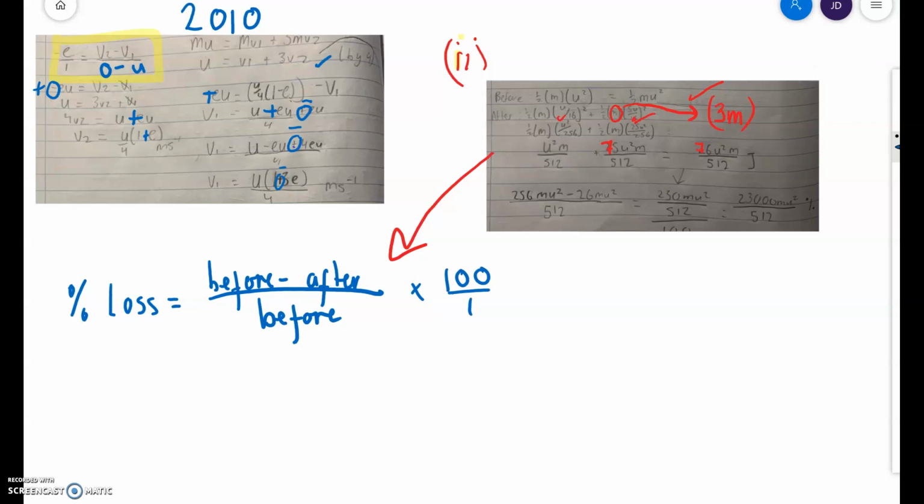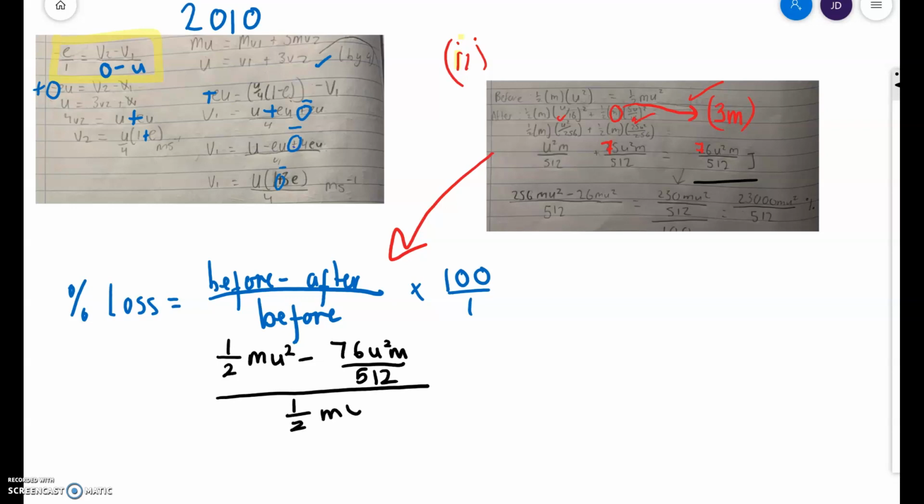Let's just have a look at what that looks like. Okay, because it actually isn't the nicest here. So our before, you had that right, it's a half mu squared. Our after is this 76 u squared m over 512, all over a half mu squared. Okay, if you look at this, I'm just going to multiply by 100. The problem with yours was that you had mu squared in your answer. Okay, that shouldn't happen. Your answer should be a percentage.